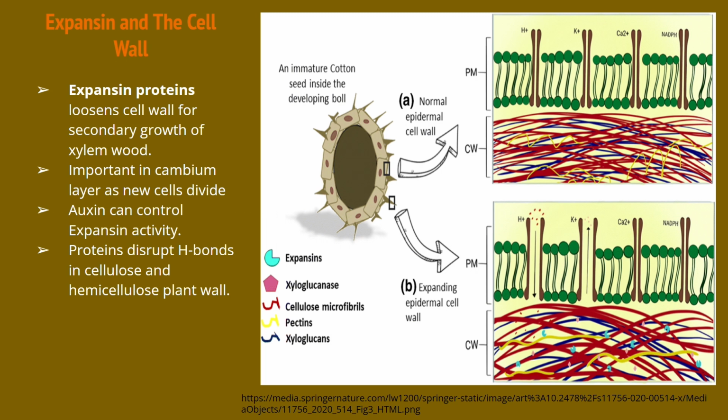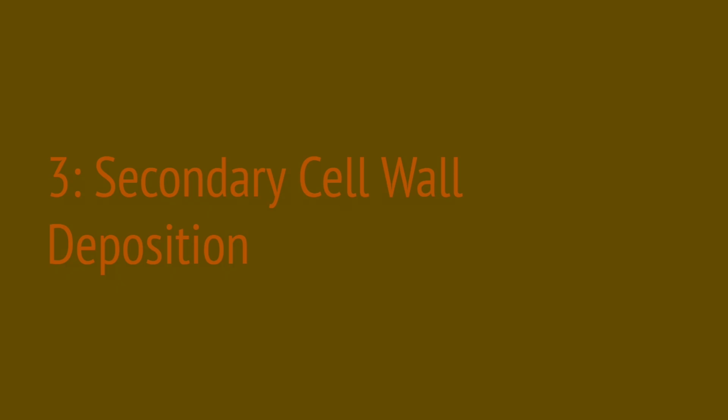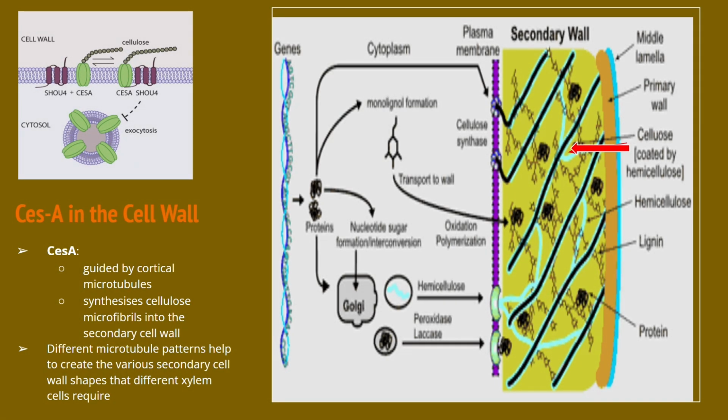So going into cell expansion, with the help of expansin proteins that bind cellulose, hemicellulose and other primary cell wall elements, xylem mother cells are able to expand to their mature size. After these xylem cells have reached their mature size, we start to see the secondary cell wall laid down. Cellulose synthases, guided by cortical microtubules, synthesize cellulose microfibrils to create the secondary cell wall.